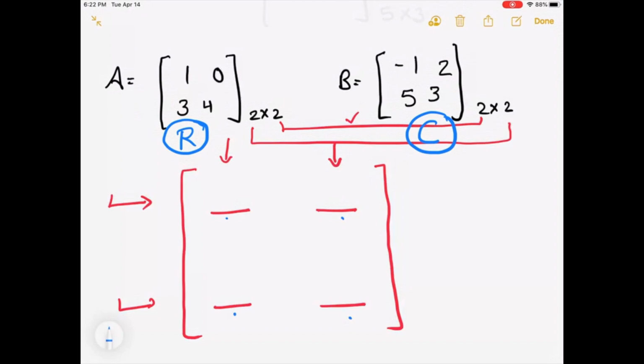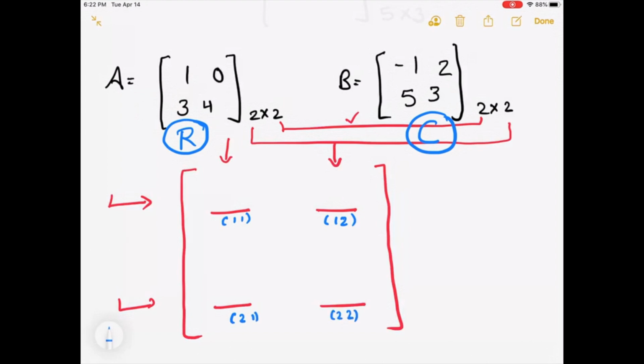Okay, how do we label? Basically, I'm asking you for the position of that element or the term. So this is in first row, first column. Let's label that. Later on, once you're done with the whole process, you can erase that. This is first row and second column. This is second row, first column. And this is second row and second column.